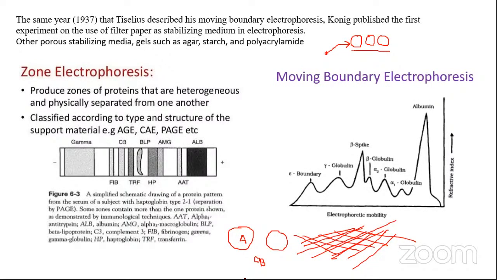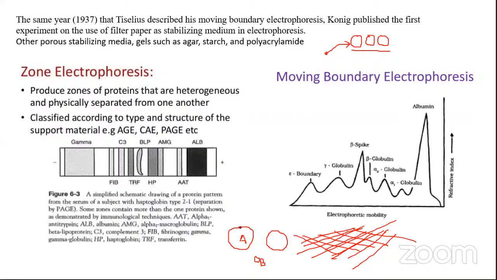A or B? Yes. According to you, which molecule, A or B, can pass through the pore size, which is given over here? This is your pore size. B, easily. Yes, B can easily pass through it.